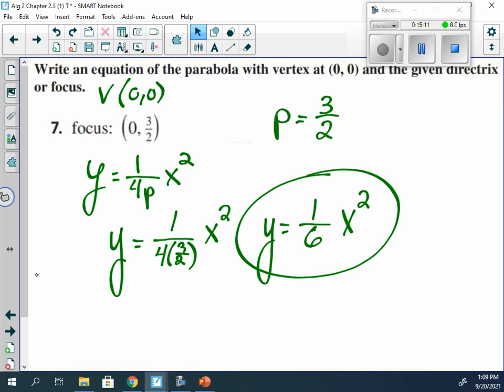So that is all we are covering for today. Now, the only difference from what we're doing today and what we're doing tomorrow is that the vertex is not going to be at the point 0, 0. We're actually going to have a vertex at h and k that will come into play. That's going to be the only main difference.